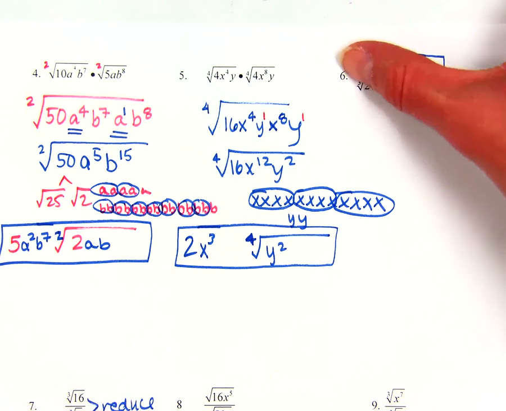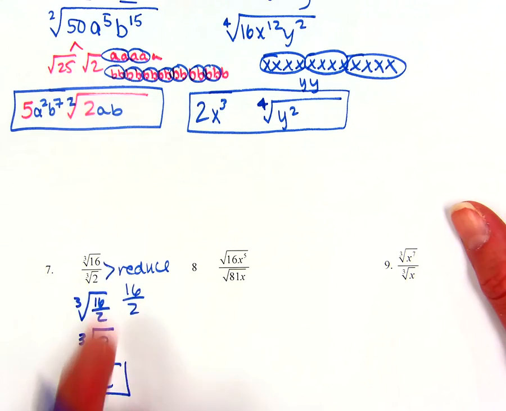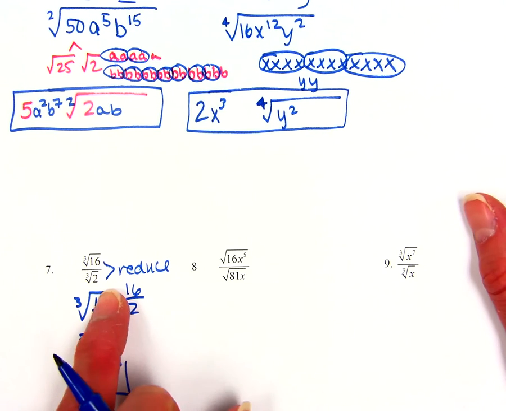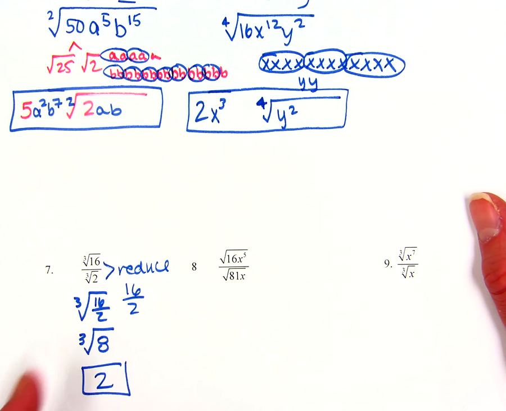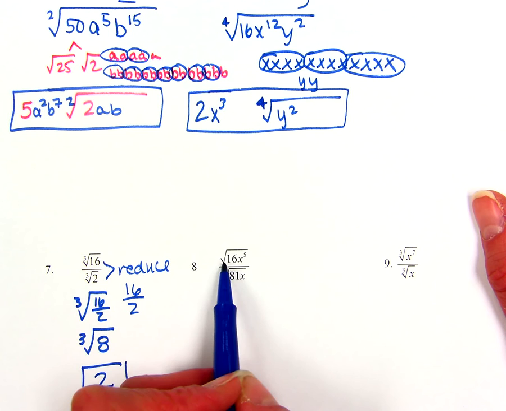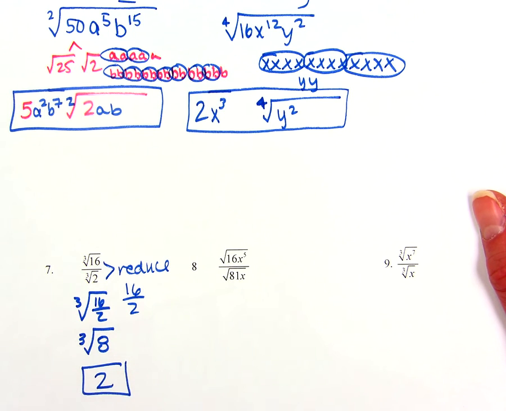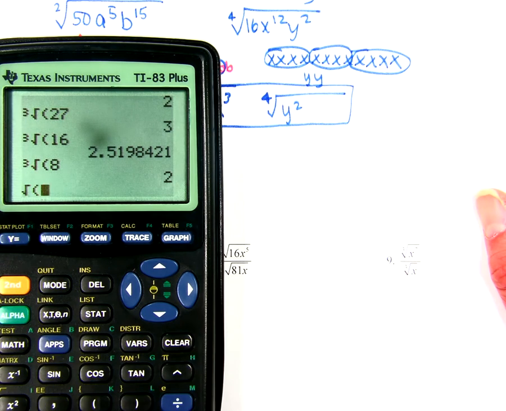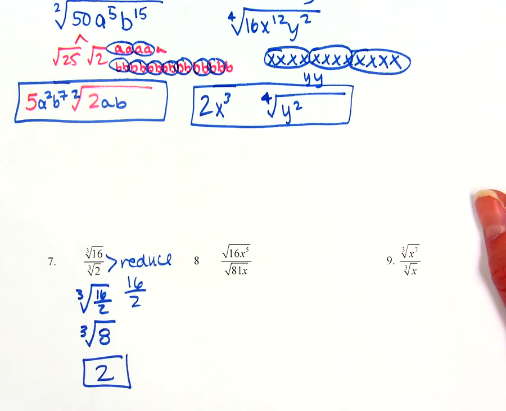All right, so sometimes you'll be able to reduce right away. Other times you have to divide 16 over 2 and then do the cube root or 4th root or whatever the square root is. All right, so this is square root. So can you do the square root of 16? If you don't know it, square root of 16, square root of 81. So those turn into 4 and 9.